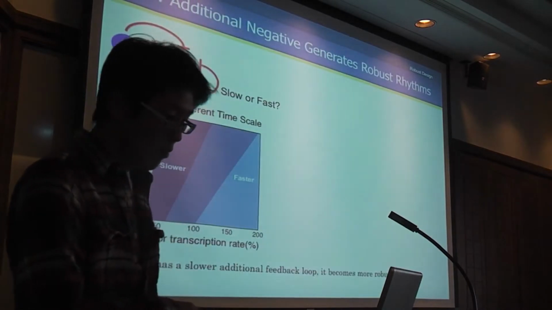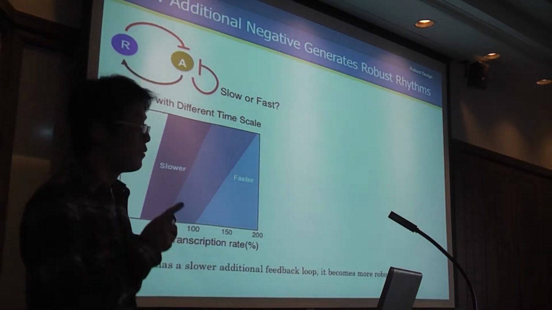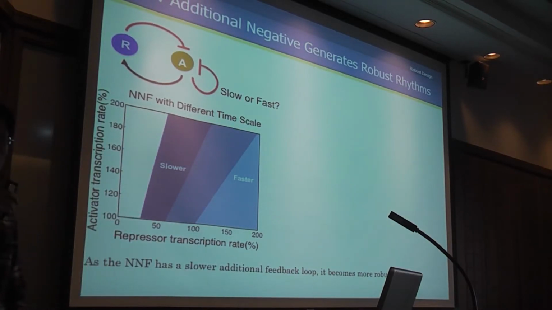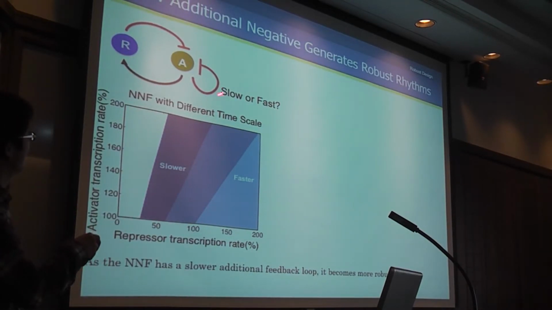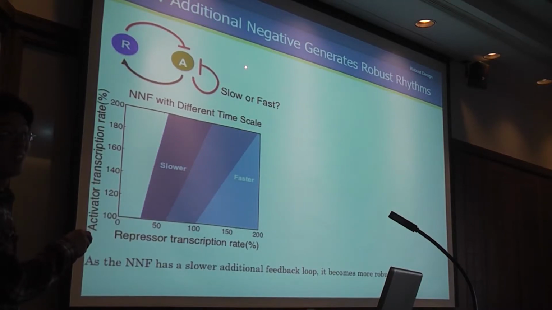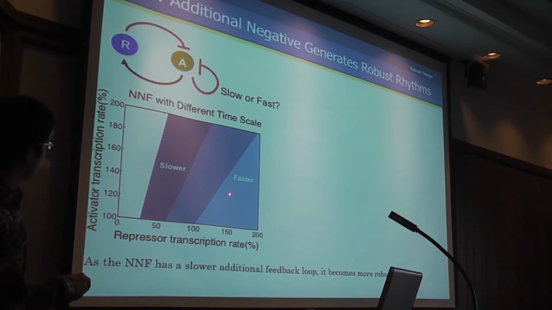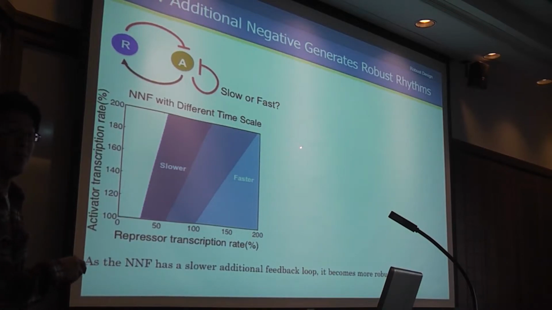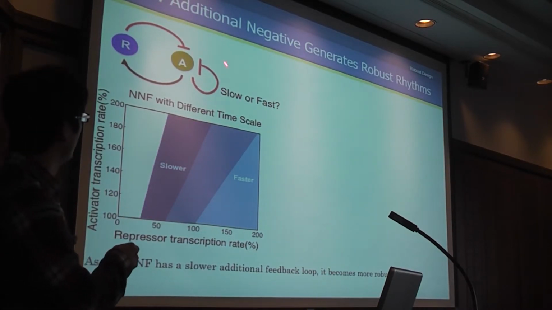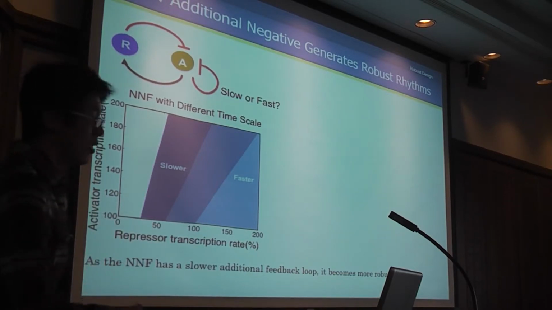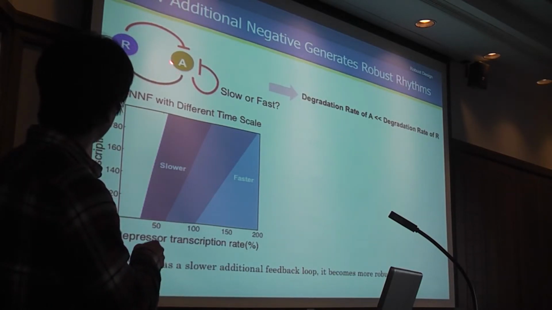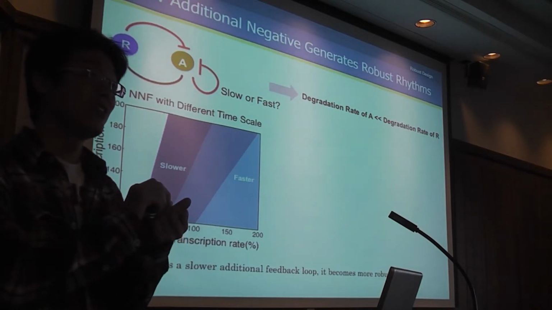So then what about this one? The positive negative feedback loop structure becomes robust when this additional positive feedback loop is faster, right? So what about this case? I changed the time scale of this additional negative feedback loop, and as you can see, as it becomes slower and slower, it has the widest range of parameters where rhythm occurs. That means we need some slow additional negative feedback loop. That means the activator should be degraded slower.